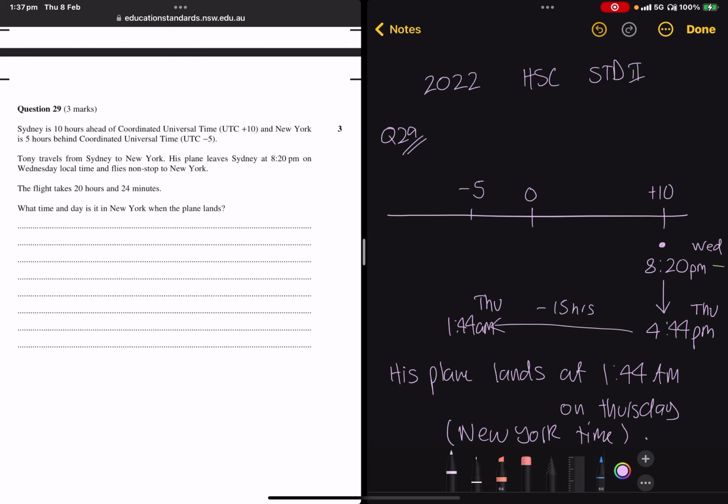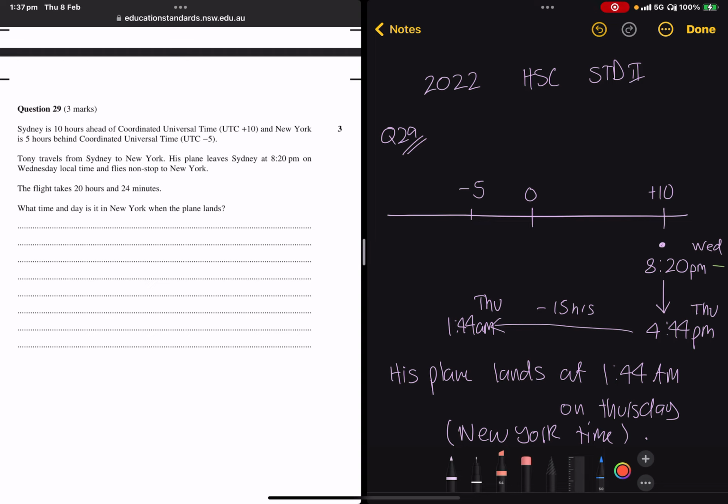So this question is really straightforward if you think about it in a nice linear fashion. You sort of draw a line, identify what the time differences are, find the time in one place, convert it using the differences. It's very straightforward. If you overthink these, they can go wrong really quickly.